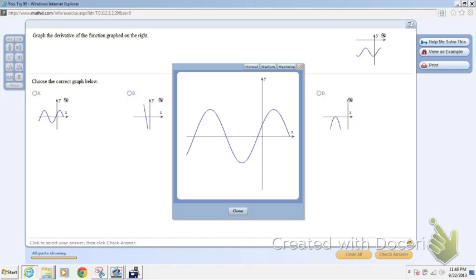So the derivative is negative, below the x-axis, then it hits the x-axis, then it's above. It's above for a certain amount of time, then it hits the x-axis, then it's below for a certain amount of time, hits the x-axis, above for a certain amount of time. So it's appearing to be that.